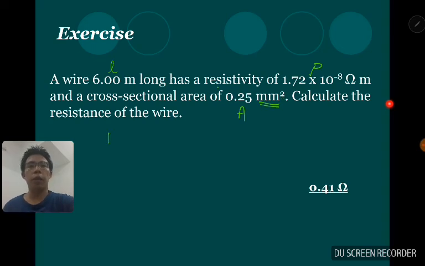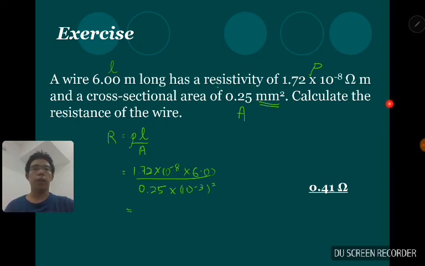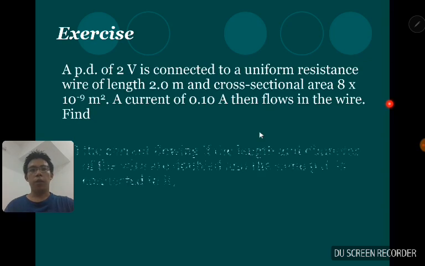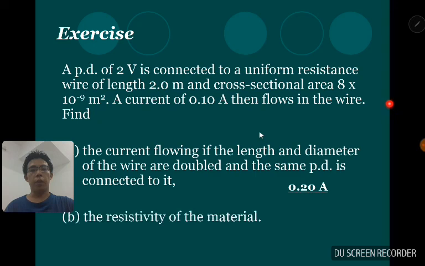So we can have R equals rho L over A. So it's 10 to the power of negative 8, and then you multiply the 6 meter, and then you divide by the 0.25. It's in millimeter squared, so change to meter, that will be 10 to the power of negative 3 and squared. Due to the square there, you should get the answer of 0.41 ohm. So this one will be your assignment question. Okay, I give you the answer.